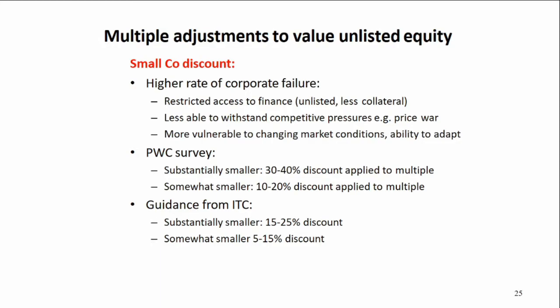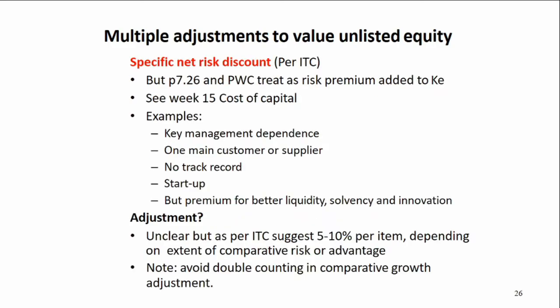But if we look at the past ITC papers, when this section was tested, if the company was substantially smaller than the listed company, an adjustment of between 15% and 25% was made to the multiple. If the unlisted company was only somewhat smaller than the listed company, an adjustment of between 5 to 15% was made to the multiple.